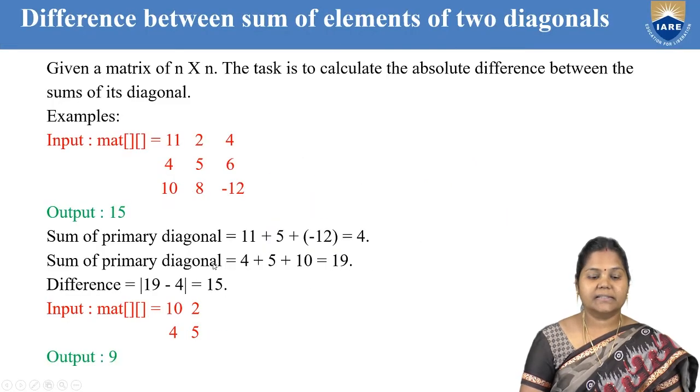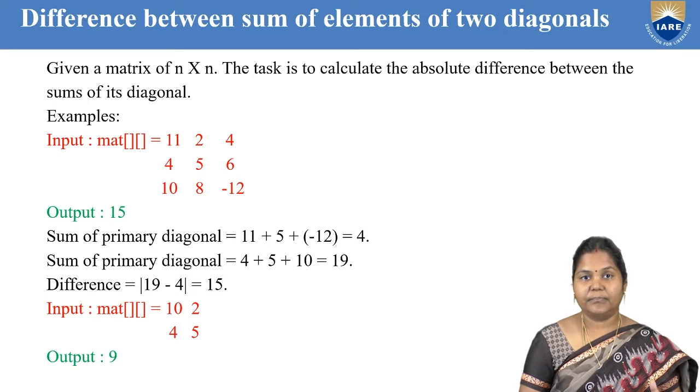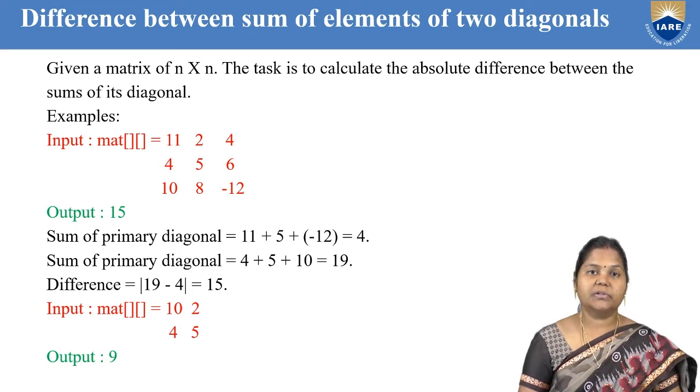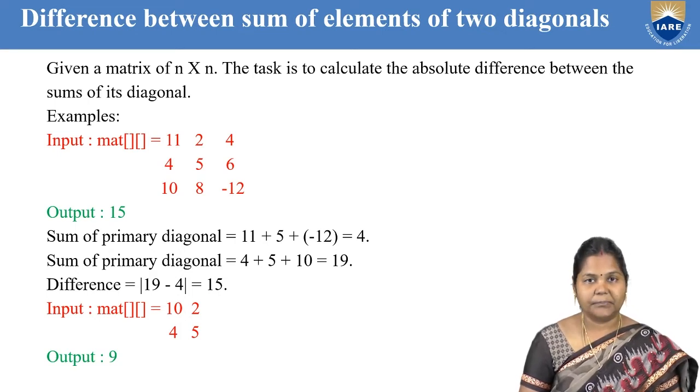Now we shall discuss about another problem, which is called difference between sum of elements of two diagonals. Suppose you have a matrix. So in that matrix, find the sum of the left diagonal and the right diagonal and find the absolute difference of the sum. So we are given a n by n matrix over here, and our task is to calculate the absolute difference between the sum of its diagonal elements.